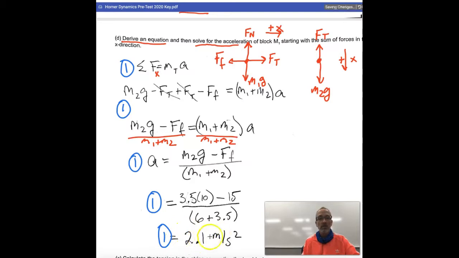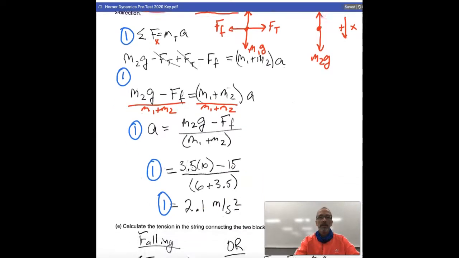And notice this should be a positive 2.1 meters per second squared. If we said down was negative and to the right was negative, then this would be negative 2.1 meters per second squared. So just be really careful with that. Let's go ahead and take a look at the next part.